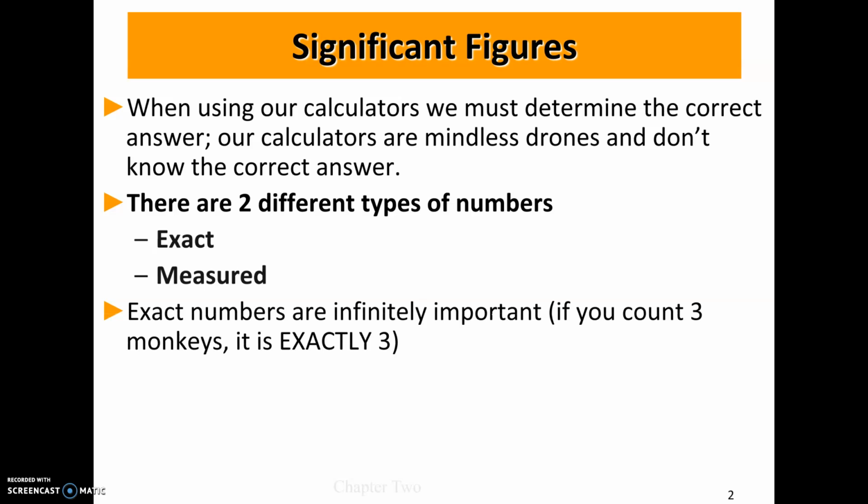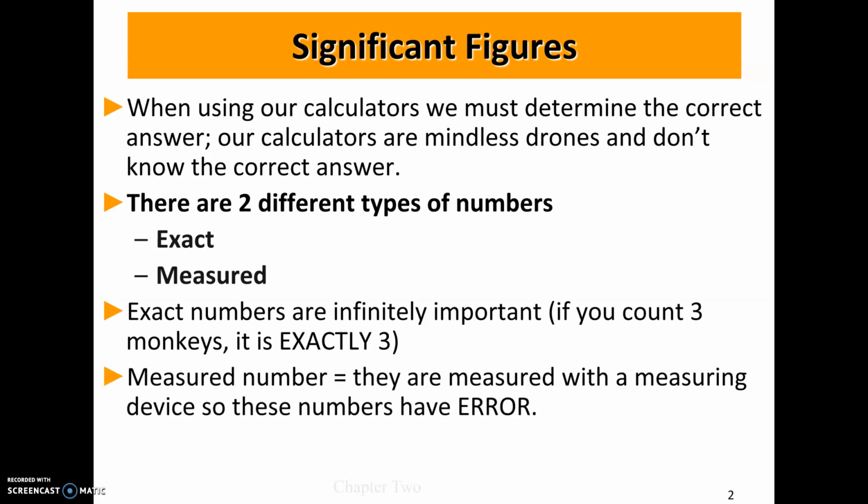Exact numbers are infinitely important. For example, as it says here, if I have 3 monkeys, I know for sure it's exactly 3. So anytime I'm counting, I'm certain that my answer there is a whole number exactly. But a measured number is always subject to what's called error. And we've already talked about calculating percent error and things like that. Any kind of measuring device can have error, and it's only going to be as good as the device is precise.